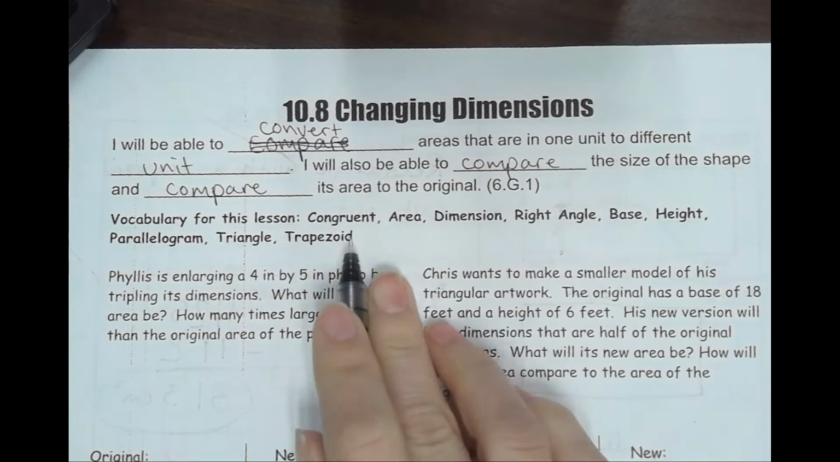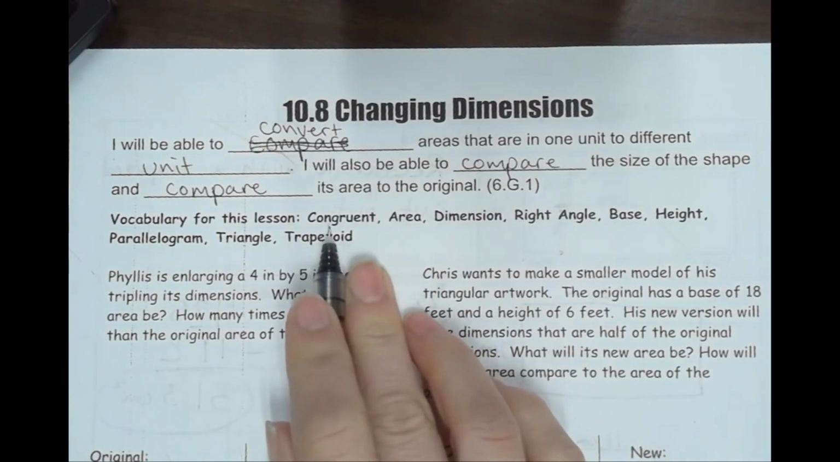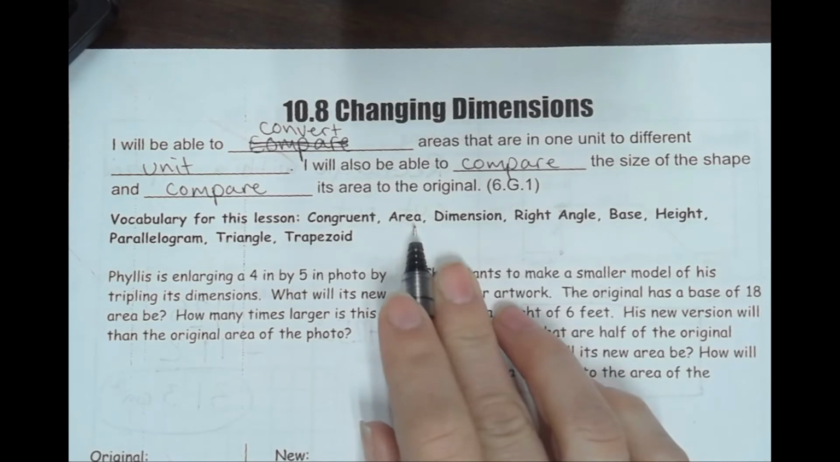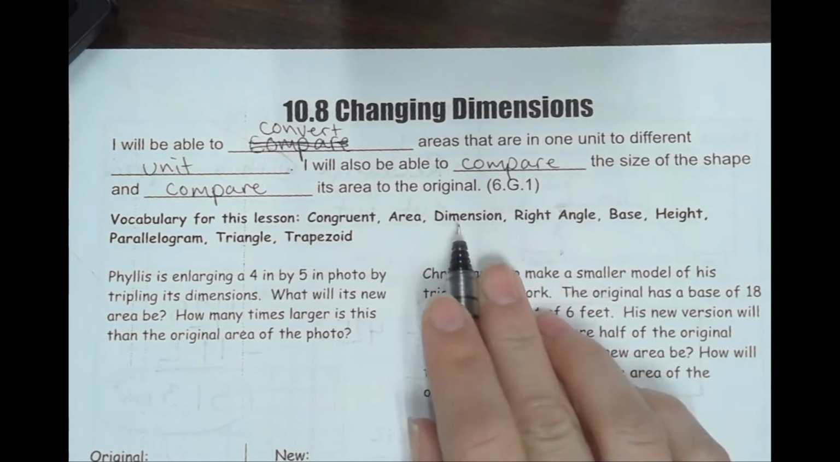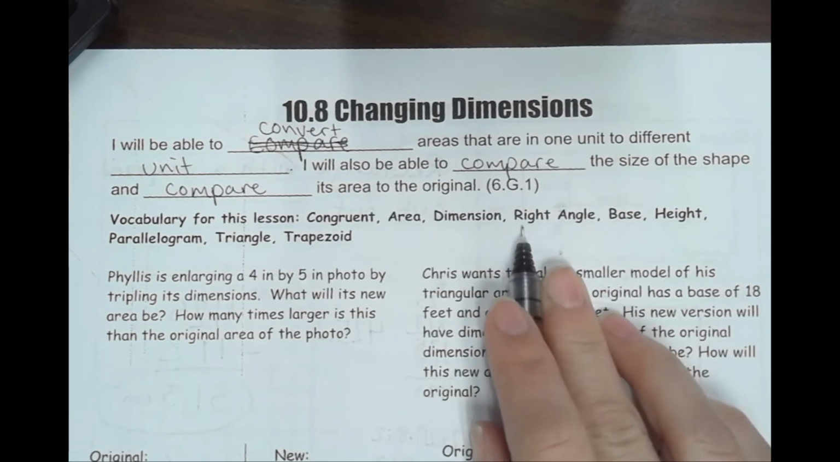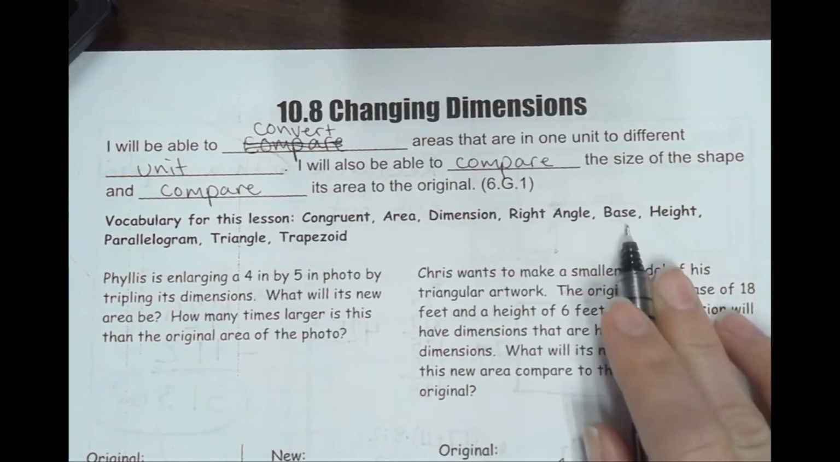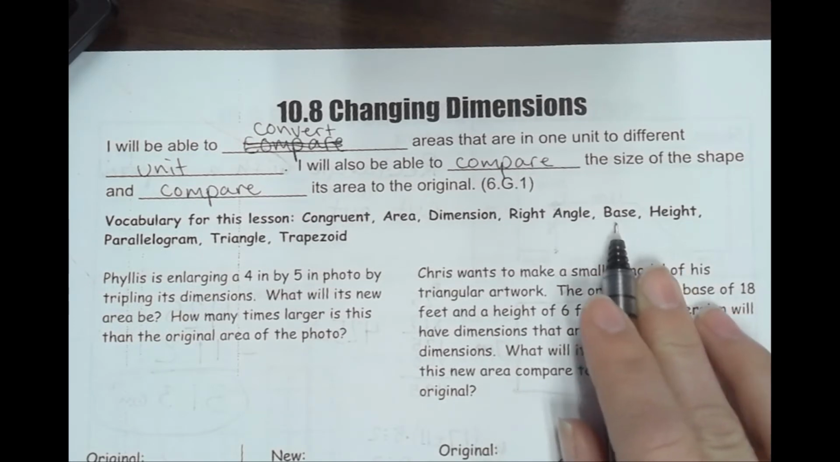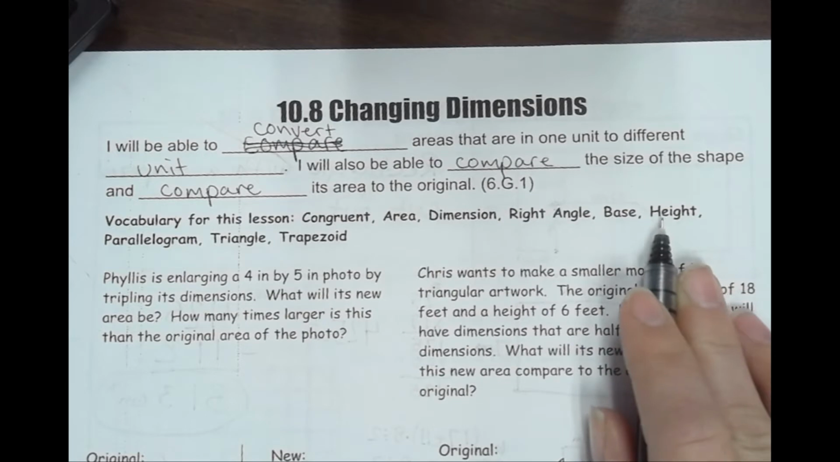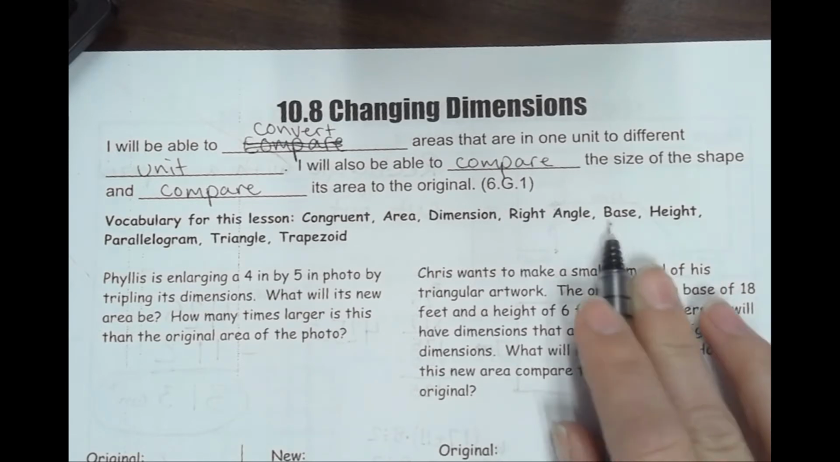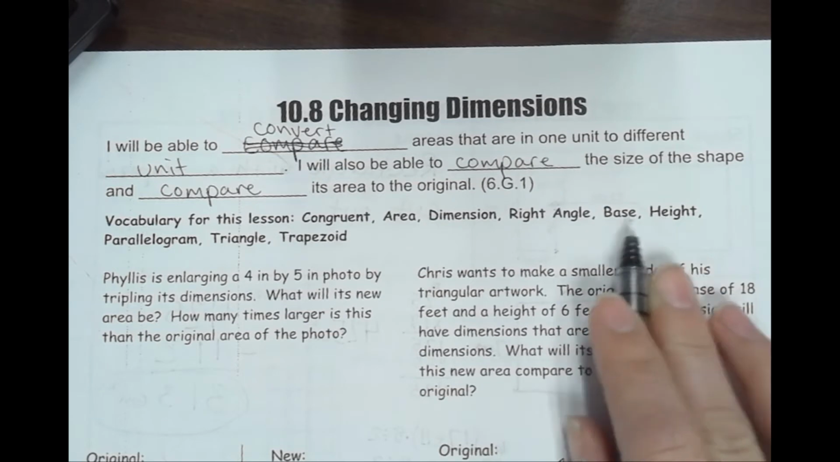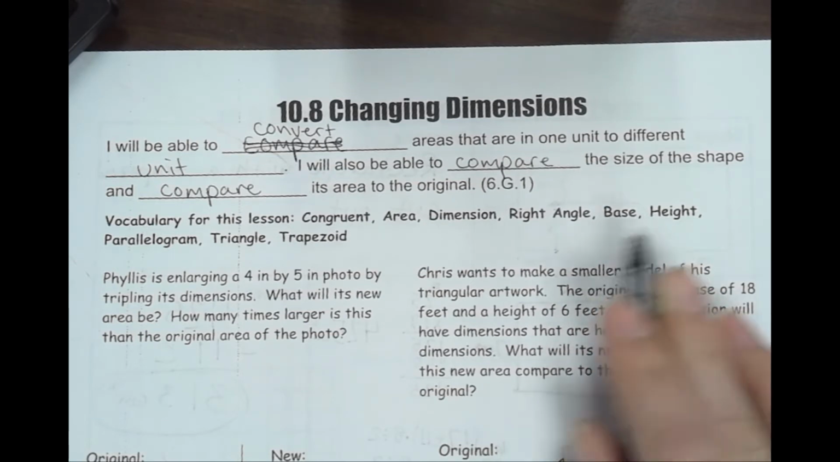So vocabulary for this lesson. Congruent means exactly the same size and exactly the same shape. Area is the space inside measured in square units on a two-dimensional figure. Dimension is a measurement that you can measure distance on, like length or width or height. A right angle is a 90-degree angle or a square corner. Base is the measurement that makes a perpendicular or right angle with the height. They're things that you might measure for dimensions, like to find area.